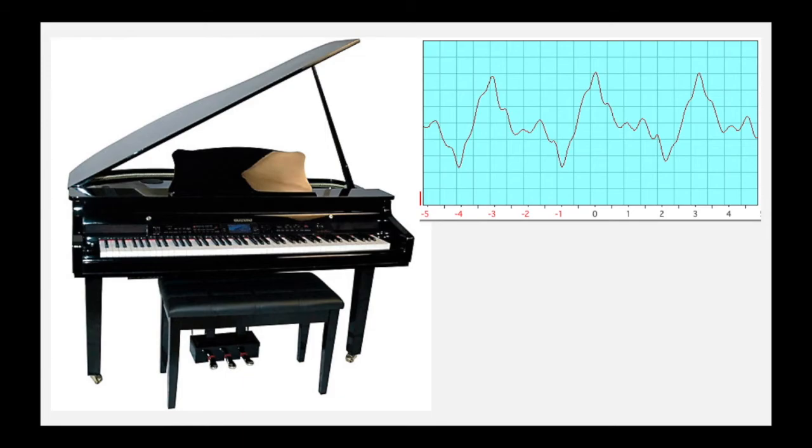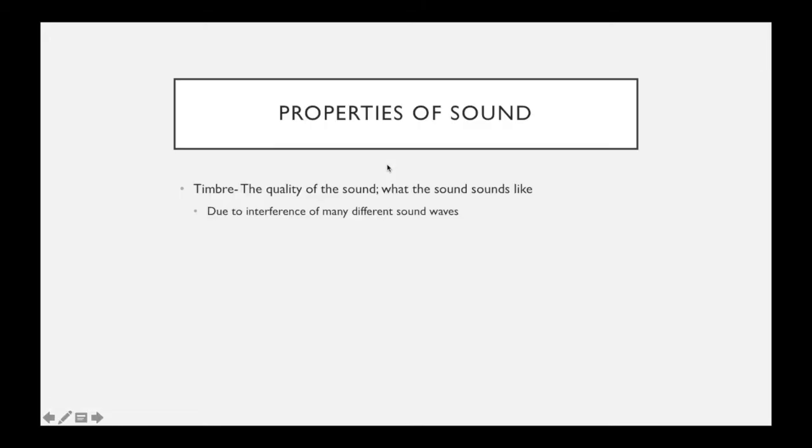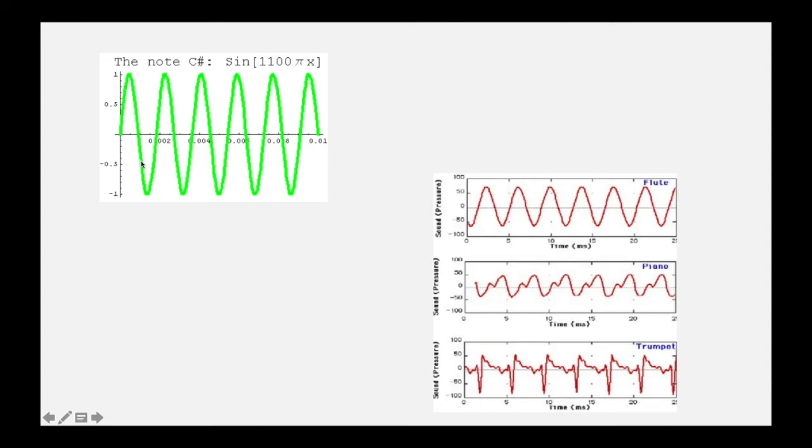If you hit a middle C on a piano, most people are going to be able to tell you, oh, that's a piano that you're playing, because the wave pattern is complex. Because everything else in the piano is also set to vibrate, which causes their own little tiny sound waves. That's known as timbre, the quality of the sound, what it sounds like, and it's due to the interference of many different sound waves.